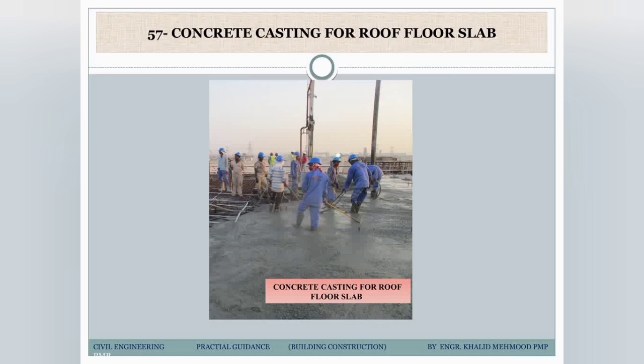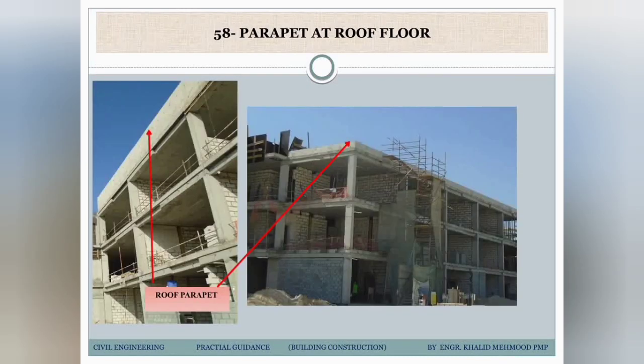So our structure is almost complete. We have done the roof floor slab. You can remember, we did the foundations, then the ground floor, then the first floor, second floor, roof, and finally we did the parapet also. Parapet on the roof floor all around the building.